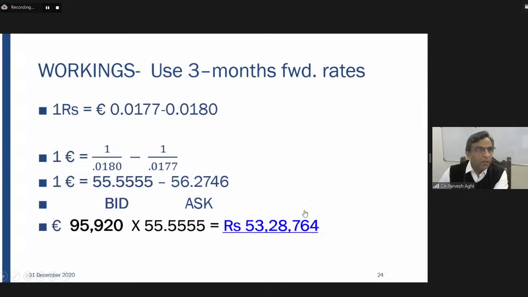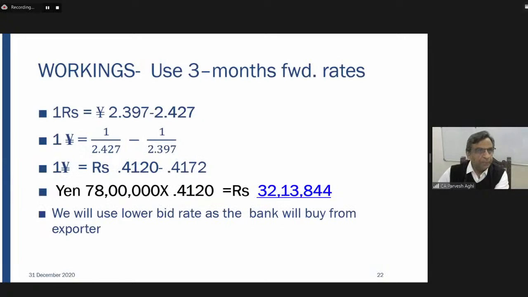Similarly, we went for the 3 months euro rate also. So here, what we did was 1 rupee is equal to so many euros, which is the indirect quote, so we'll convert into a direct quote in terms of rupees. So 1 euro is equal to so many rupees, which is going to be 55.55. By simply first taking 1 divided by 0.0180, taking the ask rate to the bid side and the bid to the ask side. So we convert the indirect quote into the direct quote first, and then apply the bid rate, which is 55.5, to arrive at the total value in terms of euros. Okay, so we'll go back to the question again.